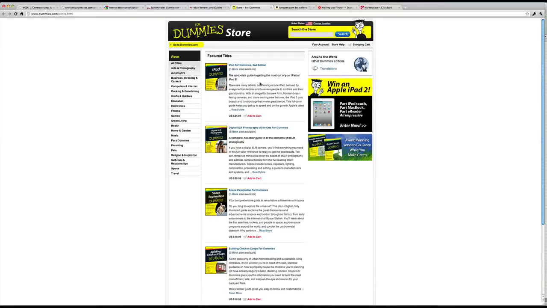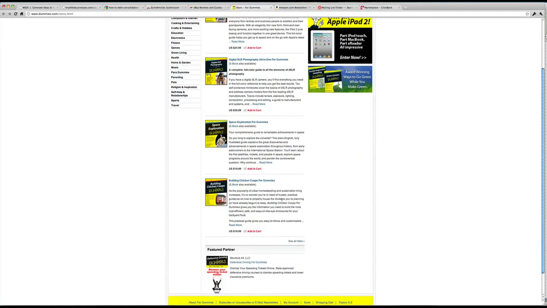Obviously, there's tons of things here in the dummies store. If they put out a book on it, then obviously there's a market there. So usually these are pretty good markets to go after, but you have to evaluate them individually. So here's an example: building chicken coops for dummies.